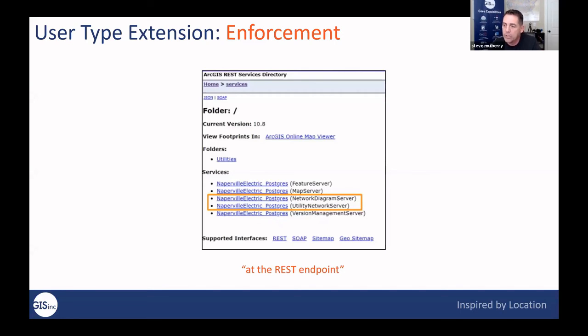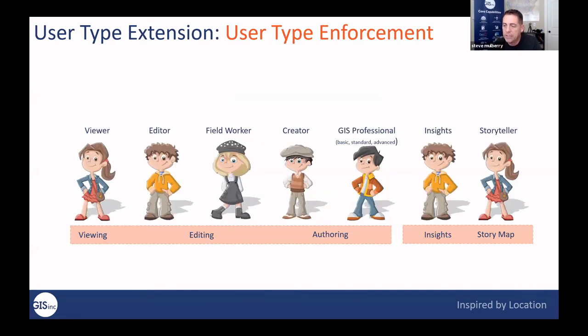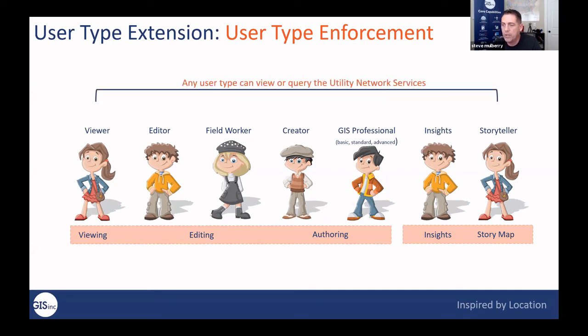So how does this user type extension affect our named users? Let's look at that real quick. We should be familiar with some of these named users, from Viewer all the way over to what's new with 10.8, the Storyteller user type. And the Insights one was released, I think, back in 10.7. But it doesn't matter what user type you have. If you want to just view and query and look at those utility network services, it's accessible throughout all the user types. You don't have to worry about that at all.